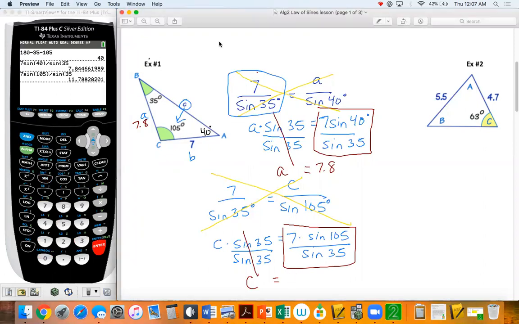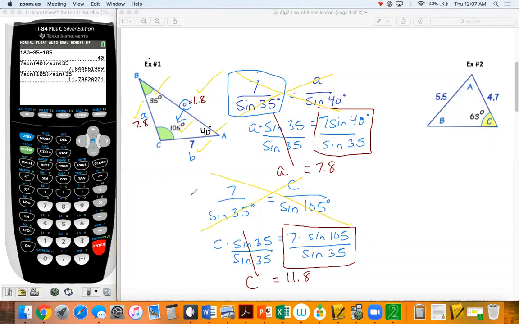So C is 11.7, 11.8. Please forgive me, 11.8 is the length. Okay, rounded to the nearest tenth. So C is 11.8. So let's double check and let's see if we have indeed solved the triangle. We have 1 angle, 2 angles, 3 angles, and we have side A length, B length, C length. Boom, done. All solved with a little bit of geometry and the law of sines.